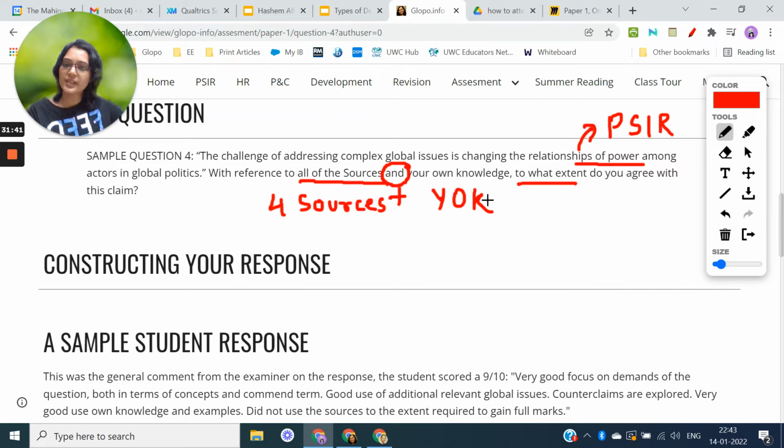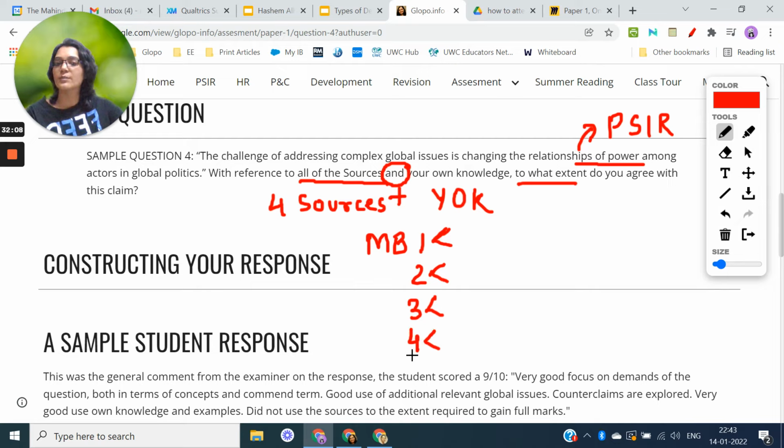Simple. This is pretty clear that this is from PSIR. So this one is from PSIR and it is asking you to refer to all the 4 sources and your own knowledge. So in case you are planning to use 4 shorter paragraphs in the main body, you can use the first paragraph: what the source says, what is your interpretation. Second paragraph: what the source says, what is your interpretation, what is your own knowledge. The third paragraph: what the source says, what is your own knowledge about this one. And the fourth one in a similar sense. This is one way to write this one, where you are using source, your own knowledge, source, your own knowledge.